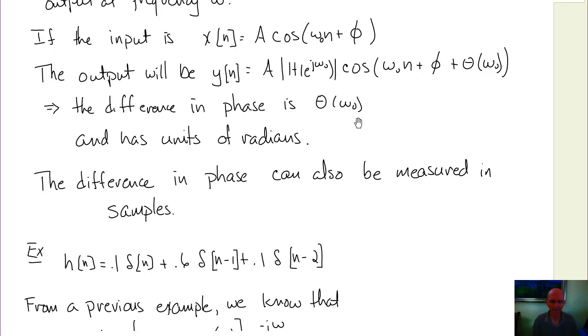Now, that's nice, but it doesn't tell us as much as if we had the difference in samples. If they tell us the difference is 2 radians, well, we go, okay. But if they tell us the difference between the input and the output is 3 samples, ooh, that is something that's reasonable and is easily used. So how do we change from having the difference in phase to having the difference in samples? Well, let's look at it.